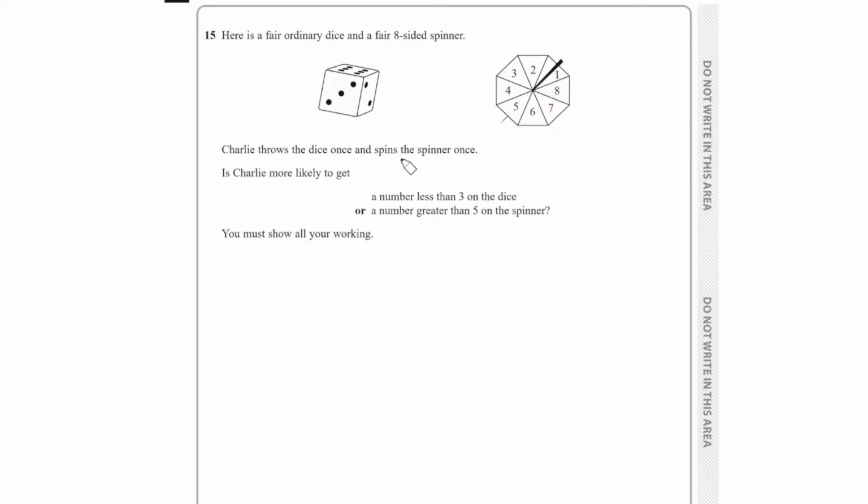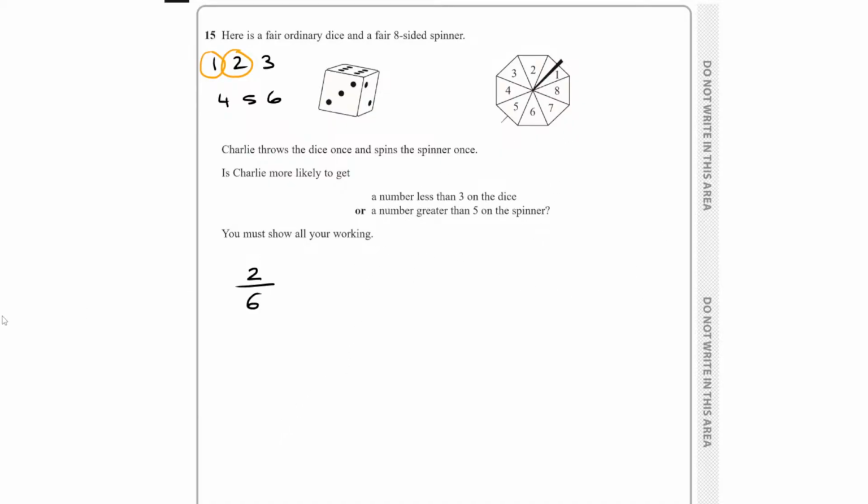Charlie throws the dice once and spins the spinner once. Is Charlie more likely to get a number less than 3 on the dice or a number greater than 5 on the spinner? So let's think about it. The dice we've said earlier was 1, 2, 3, 4, 5, 6. So a number less than 3 would only include 1 and 2, because it wouldn't include 3, would it? It's less than 3. So what's the probability of this? Well, there's 2 options out of 6 possibilities. So you see how that would give me 2 out of 6.